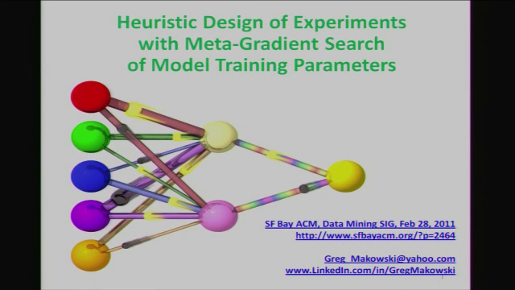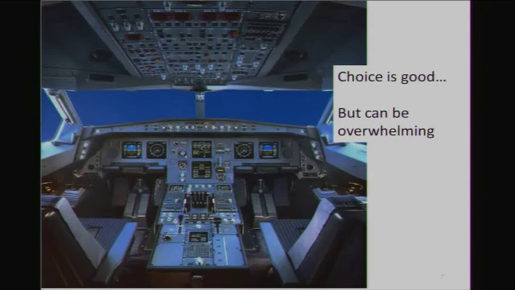So the title might be a little bit wordy. It says, Heuristic Design of Experiments with Meta-Gradient Search of Model Training Parameters. But basically what it gets down to is, as a practicing data miner, there's a lot of choices. Choice is good, but it can be overwhelming a little bit.